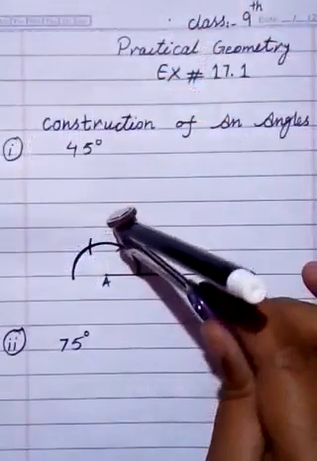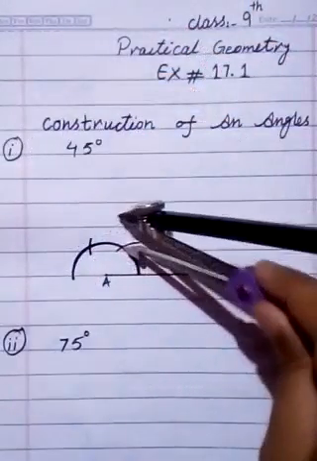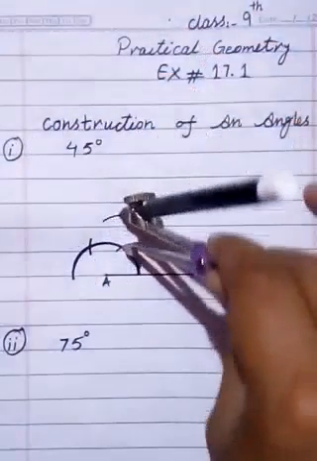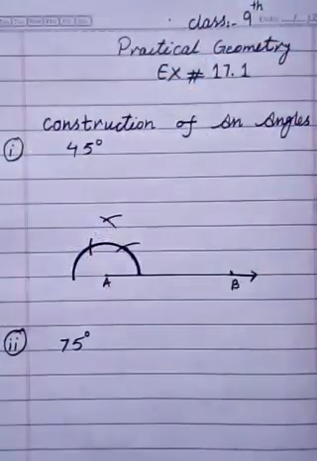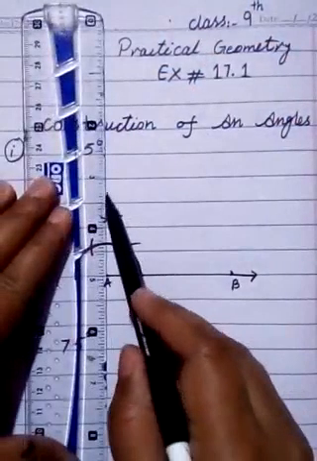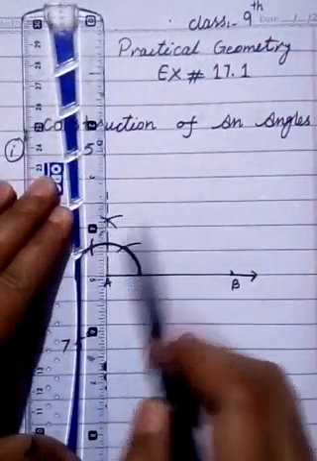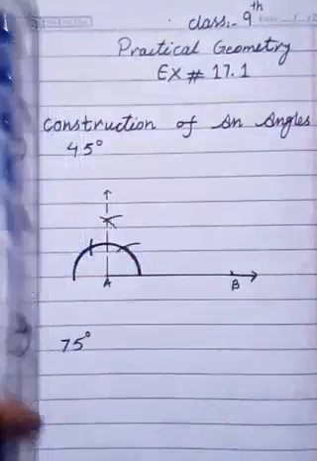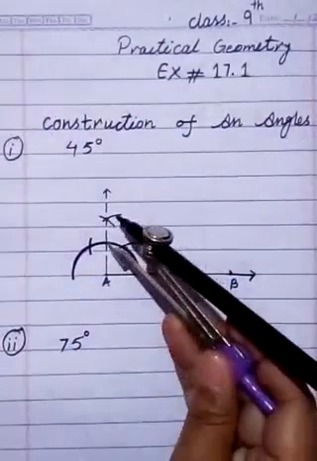Now 45 is the half of 90. So first of all you have to construct the angle of 90 degrees. Put the compass at 60 degrees, draw the first arc. Put the compass at 120, draw the second arc. Now you have to join this in a dotted line, because the 90 degree angle is not our requirement. It will just help to draw the 45 degree angle.